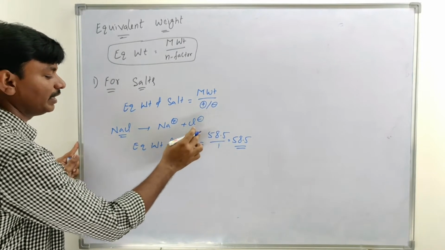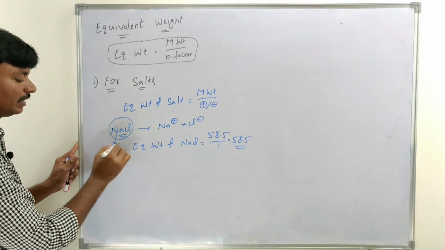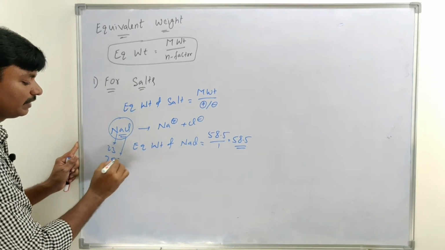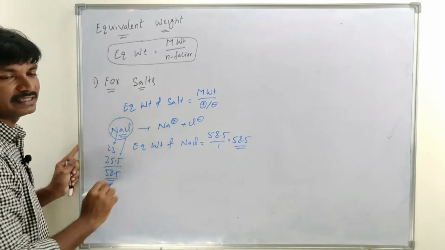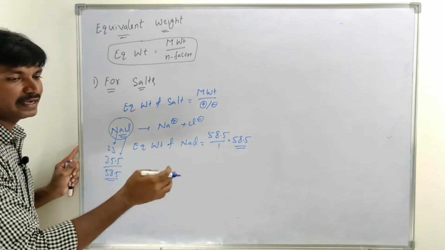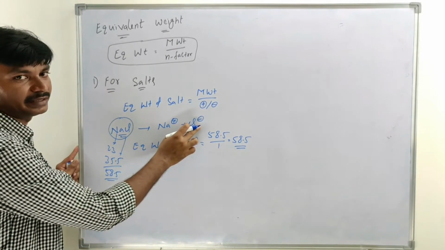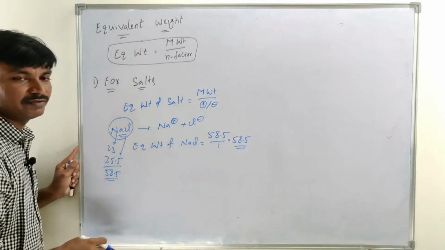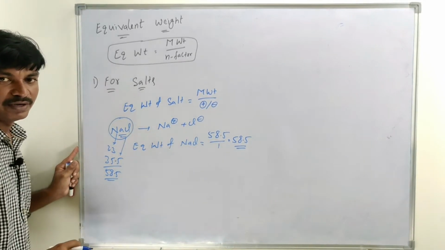Here 58.5 is the molecular weight of NaCl: 23 for sodium and 35.5 for chlorine. Here the n factor value, or charge of cations or anions, is equal to 1, that is, 1 cation or 1 anion. Its n factor value equals 1. Finally, the equivalent weight of NaCl equals 58.5.